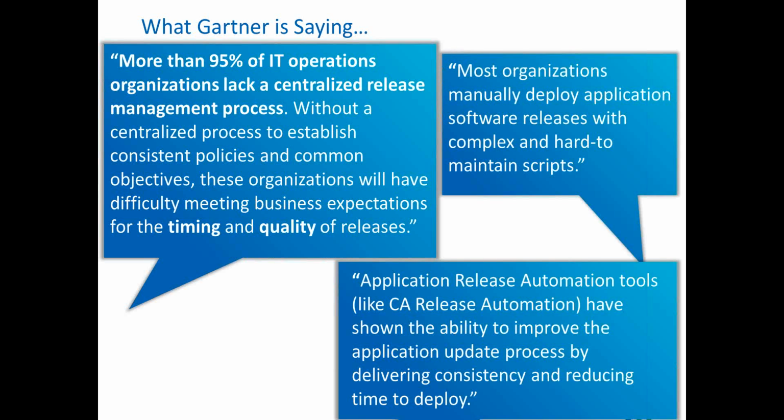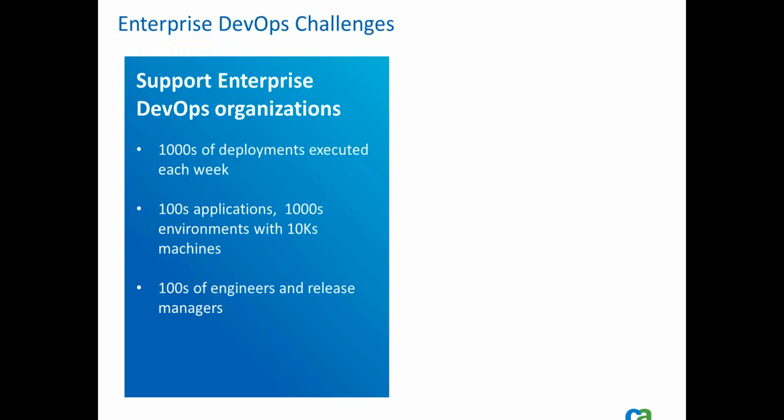So a lot of organizations are still doing things manually. There can be consistency problems. And what else do they say? Okay, so essentially what they're saying is release automation is the first step, which is true. It's the first step into actually improving how you do your deployments. So you need to start somewhere.